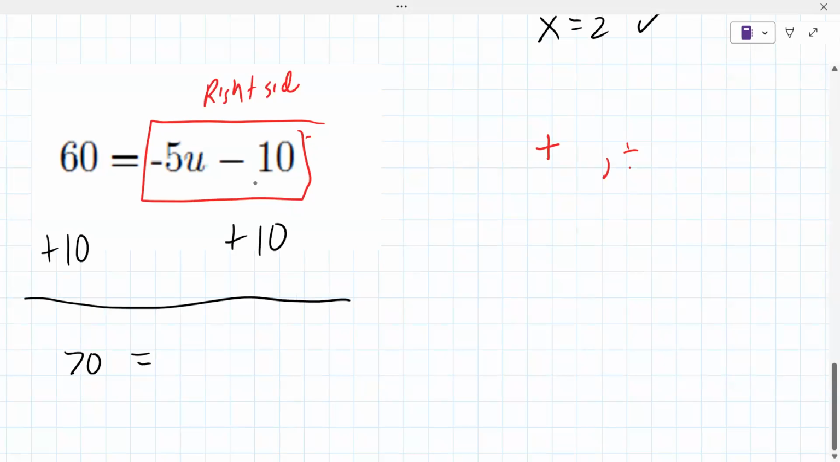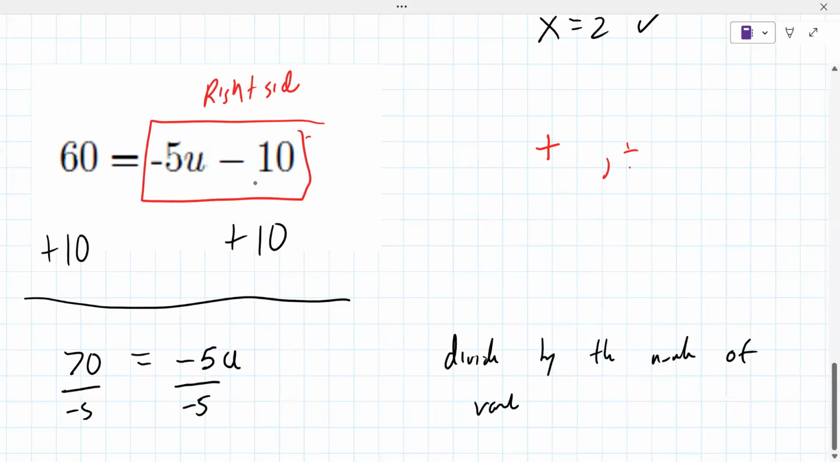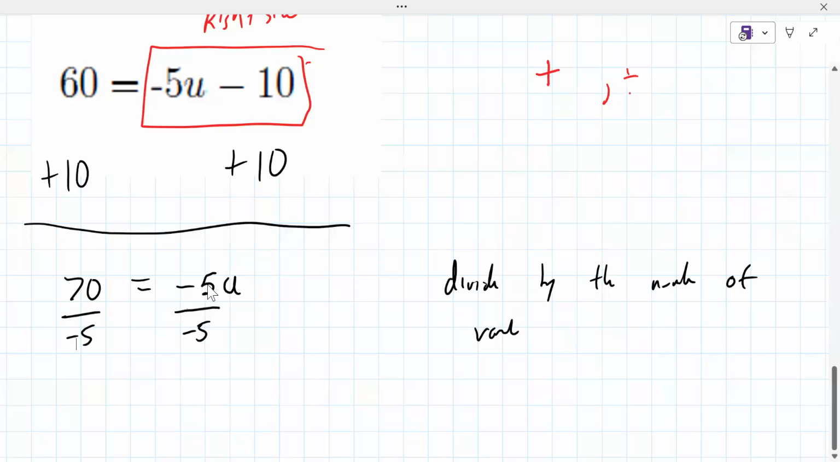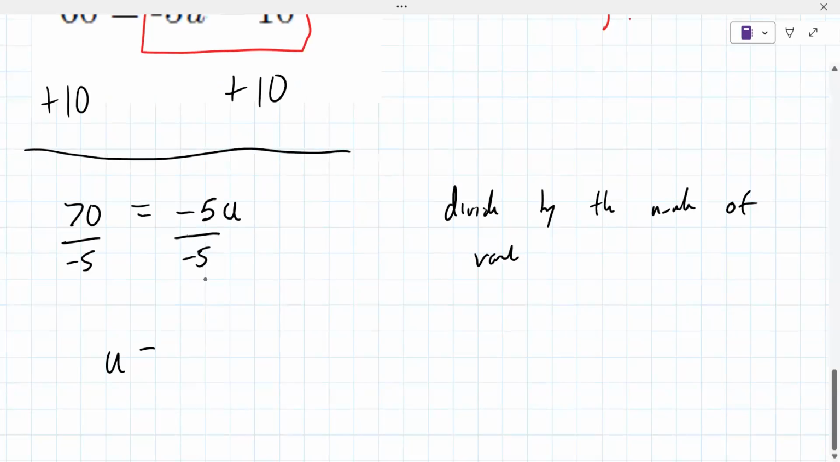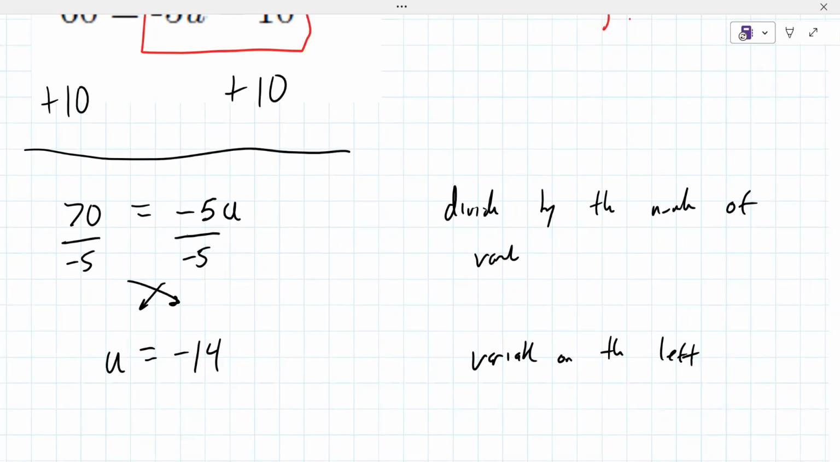70, okay? Now you divide by the number in front of the variable. What number is in front of the variable? -5. It's very important that you make that distinction. It's -5. If it's a positive number, you divide by positive. If it's negative, it's negative. So this ends up being u equals -14. The preference is to switch it so you put the variable on the left. Questions on that? Thoughts on that? No. Okay.